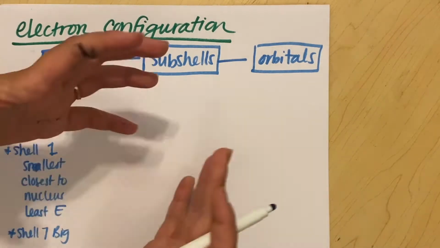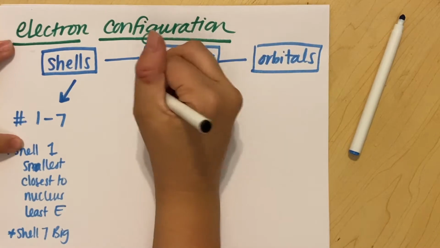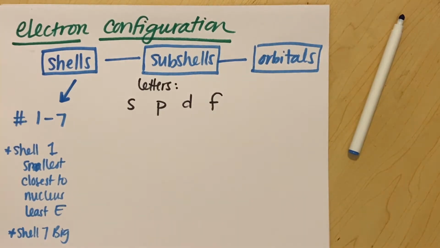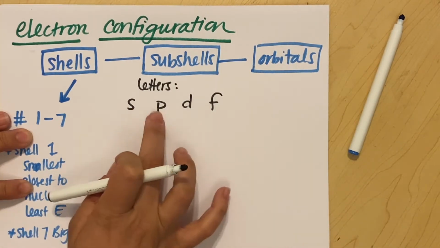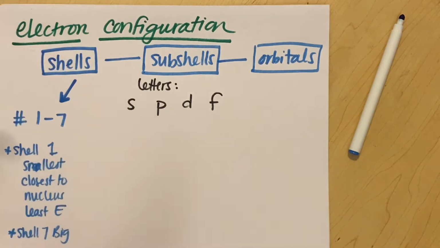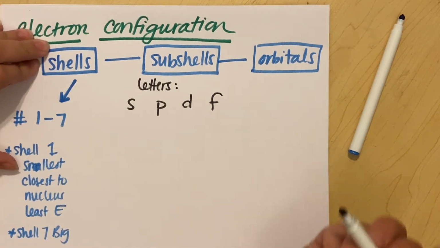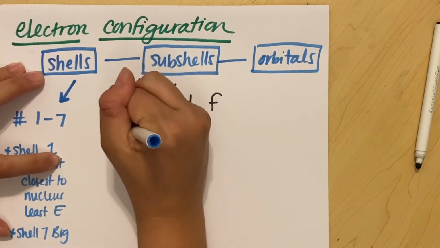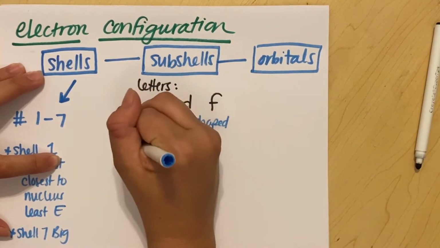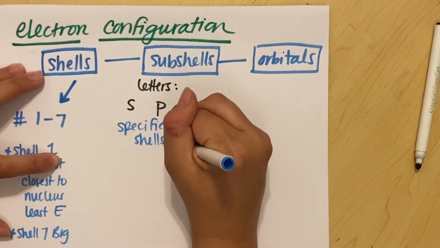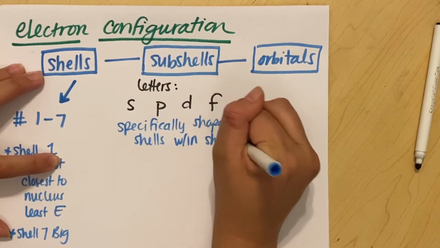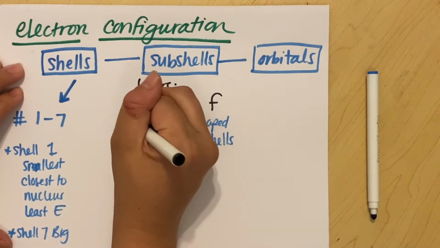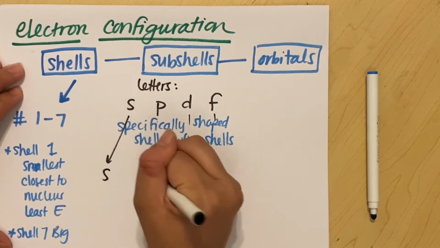Then we get into subshells. Subshells are going to be letters, and the letters are S, P, D, and F. These are the different subshells. They're like shells within the shells themselves, specifically shaped shells within the big shells. I'll break this down a little bit more as we go along. So, S, P, D, and F.